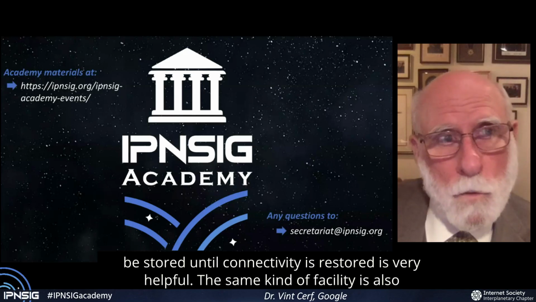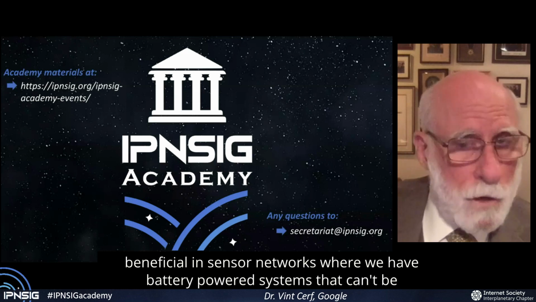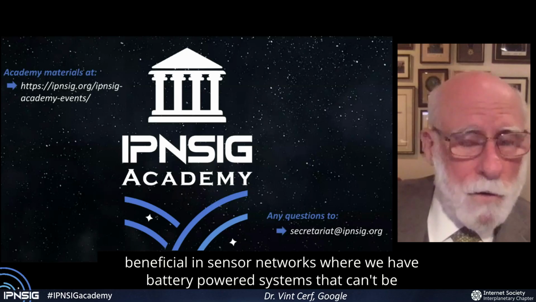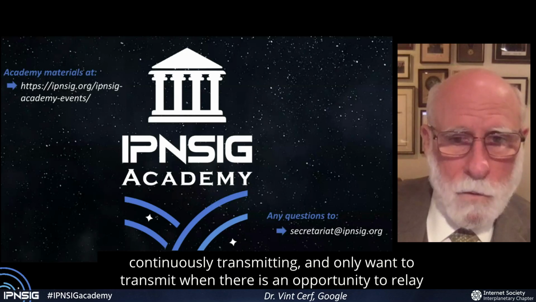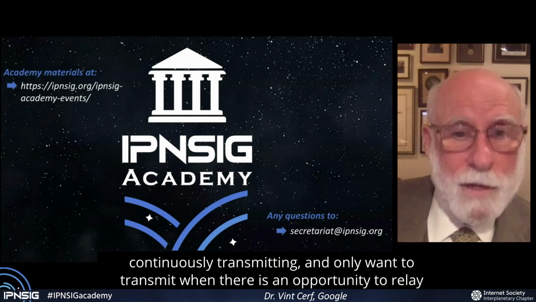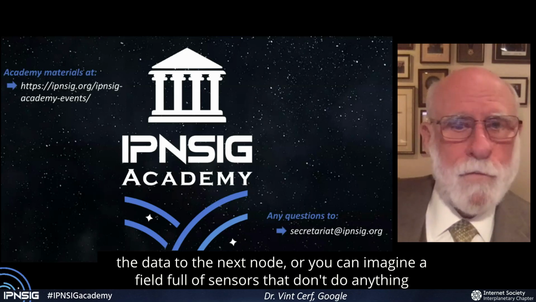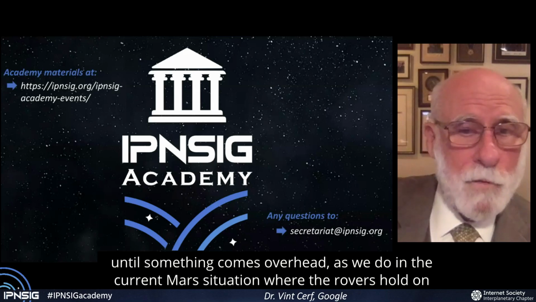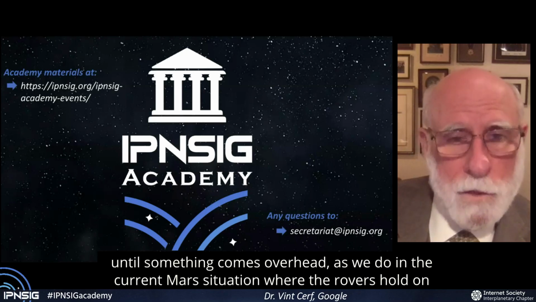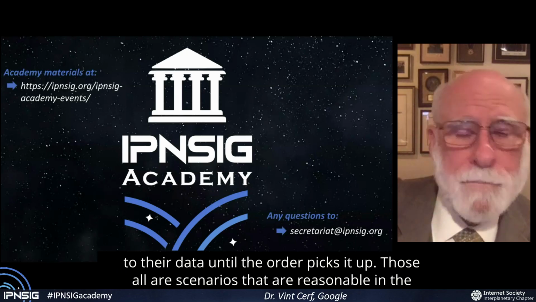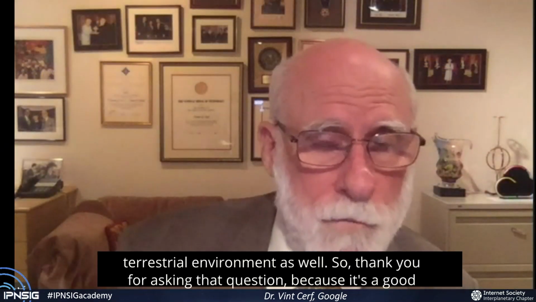The same kind of facility is also beneficial in sensor networks where we have battery-powered systems that can't be continuously transmitting and only want to transmit when there is an opportunity to relay the data to the next node. Or you can imagine a field full of sensors that don't do anything until something comes overhead, as we do in the current Mars situation, where the rovers hold onto their data until the orbiter picks it up. Those all are scenarios that are reasonable in the terrestrial environment as well.